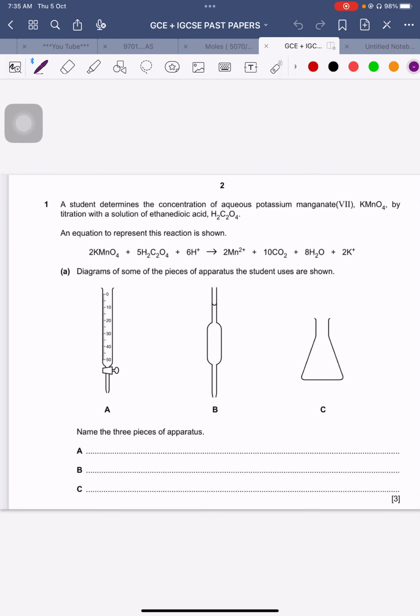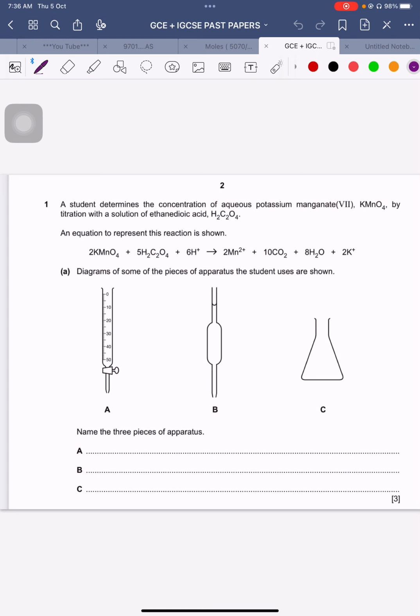A student determines the concentration of aqueous potassium manganate(VII), KMnO4. So what is KMnO4? Potassium manganate. From now onward, you should take care of the formulas as well. The concentration is determined by titration with a solution of ethanedioic acid, H2C2O4. All right, an aqueous solution was there.